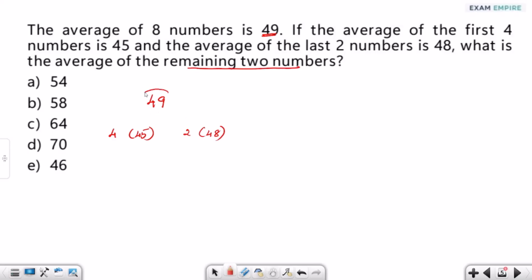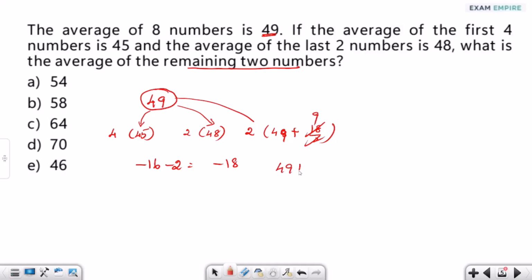Okay, so let us assume this is the original average 49. When compared with 49, this is how much less? It is like 4 less. For one number, if it is 4 less, for 4 numbers, it will be total 16 less. And next, this one, how much is it less? 1 less. For one number, if it is 1 less, then for 2 numbers, it will be 2 less. So total minus 18. So if I want to find the average of the remaining 2 numbers, it should be 49 plus 18 by 2. So 49 plus 9, answer will be 58. So answer for this particular question is 58.